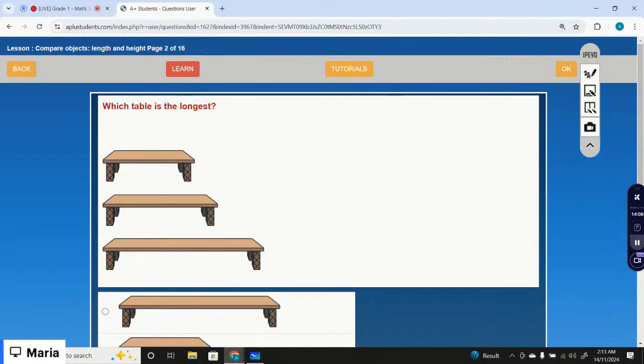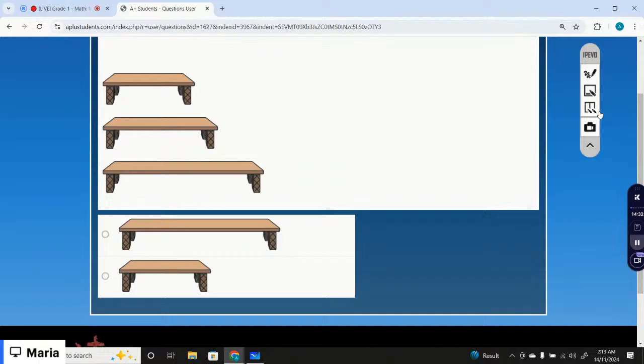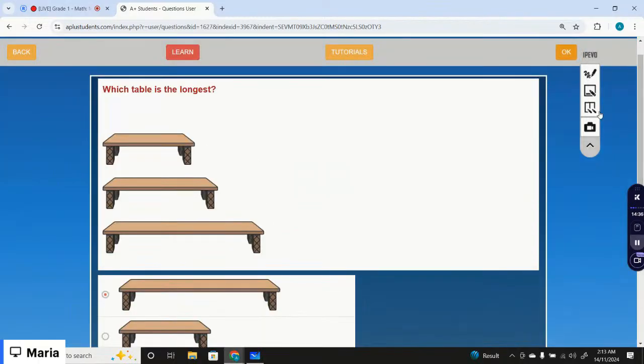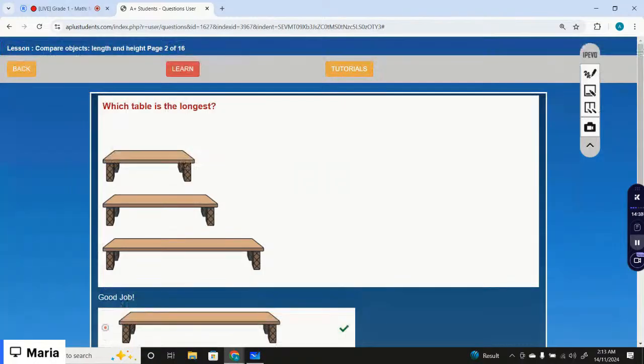Which table is the longest? You have to find the longest one. So option number one is the correct option. That is the longest one, right? The one with the most length is the longest one. Very good.